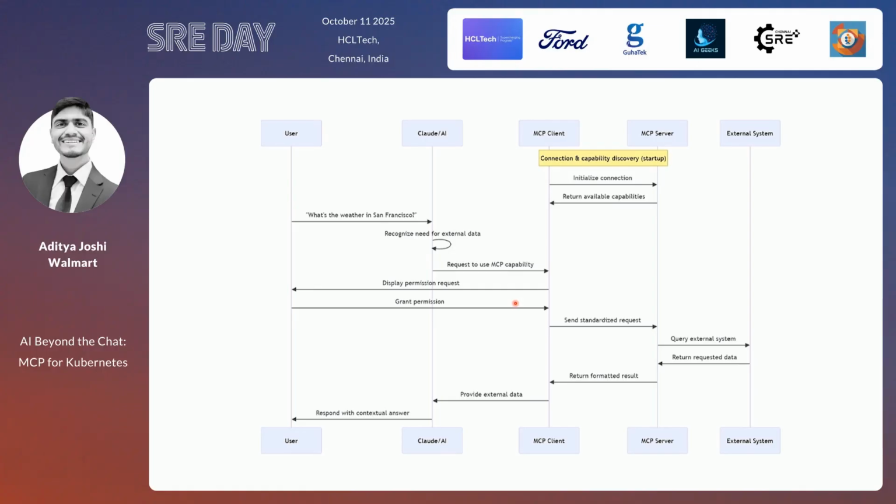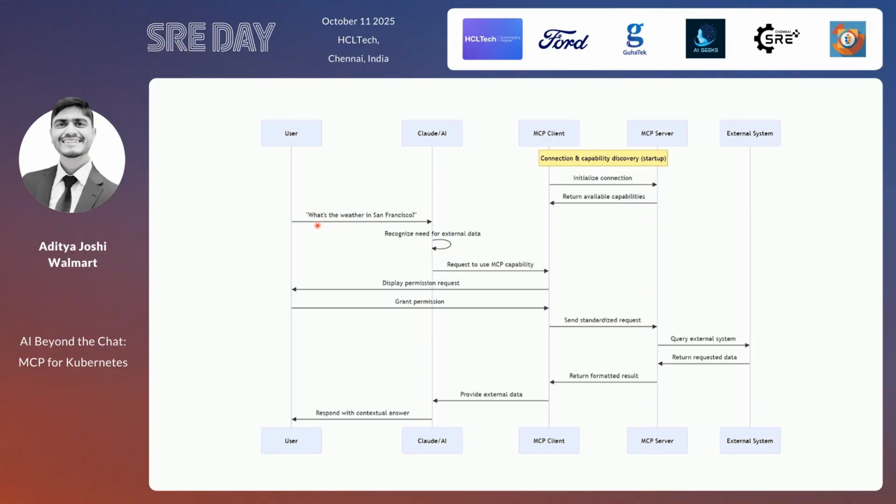This diagram should give some idea of how the MCP servers are initialized and how a request is sent to them. There are different personas: the user, then Claude or your AI model, then the MCP client, the MCP server, and then the external server. Whenever the MCP client initializes, it makes a request to the MCP servers, from where it gets the list of all the available tools or capabilities of your MCP servers. This usually happens when you bootstrap your MCP host or MCP client.